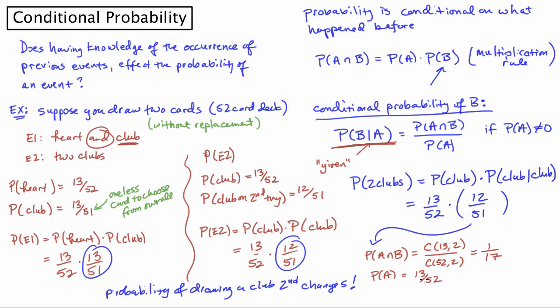So the conditional probability says that I need to divide these two. If you take 1/17 and divide by 13/52, remember you have to flip the denominator here, what you'll get is 1/17 times 52/13, which turns out to be 4/17. And so the only question we have left is, is 4/17 the same thing as 12/51? And the answer is yes, this is also 4/17.